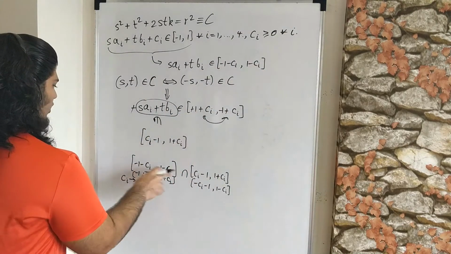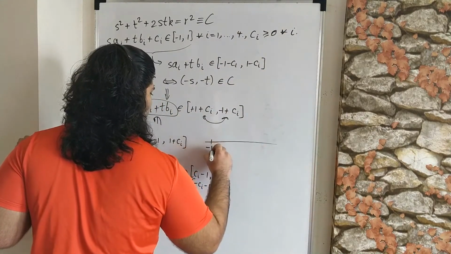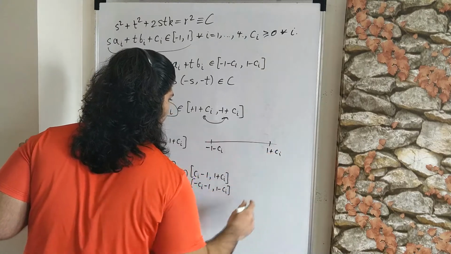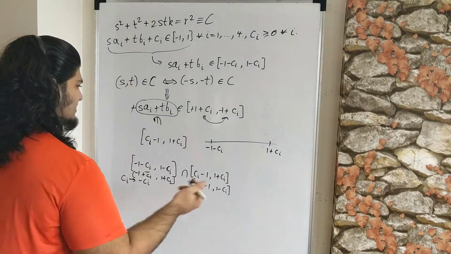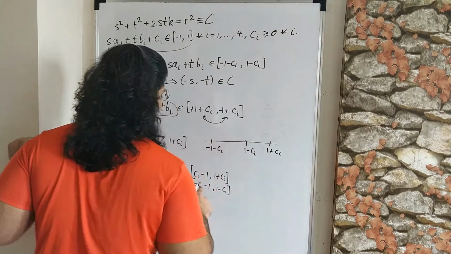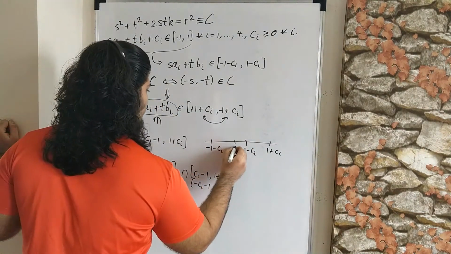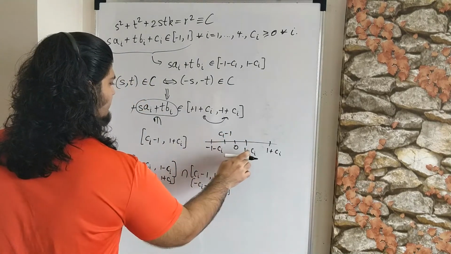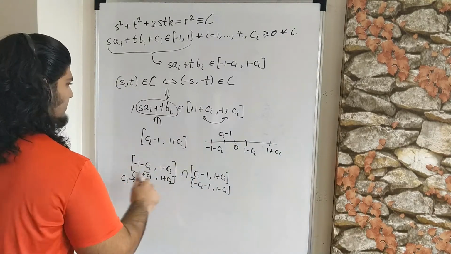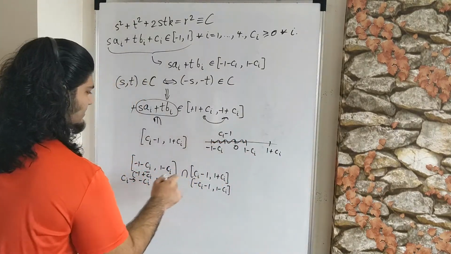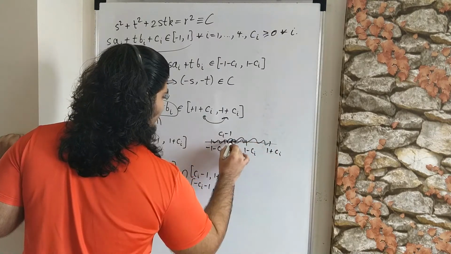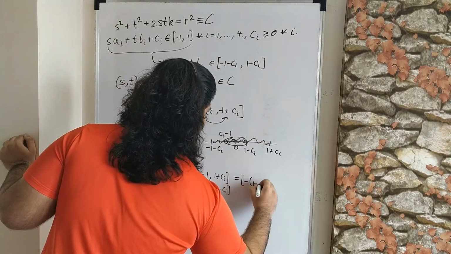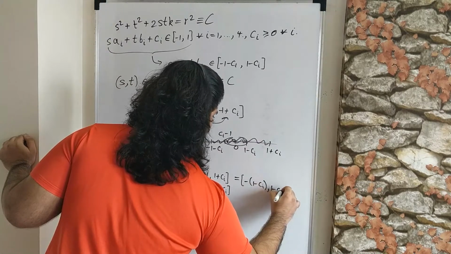So that means that if we plot this on a number line, then -1 minus c_i will be somewhere over here. Then let's say 1 plus c_i is somewhere over here because it's the biggest, and then 1 minus c_i will be positive, so let's say it's somewhere over here, and c_i minus 1 will be its negative. So if this is 0, then we have c_i minus 1 over here. So these two are negatives and these two are negatives. So now this is this interval and this is this interval. So their intersection is this much. So their intersection is -1 minus c_i to 1 minus c_i.